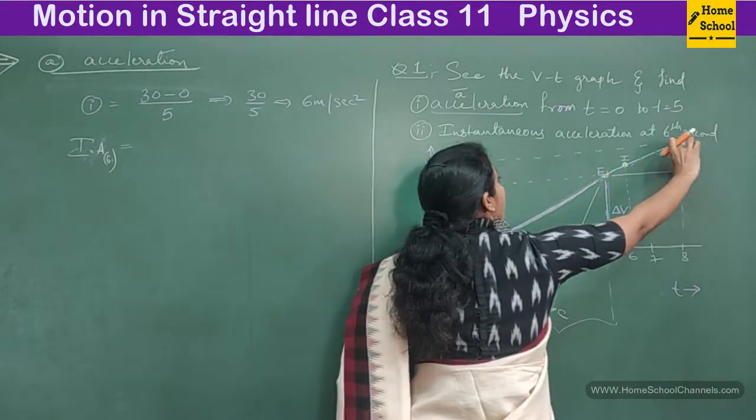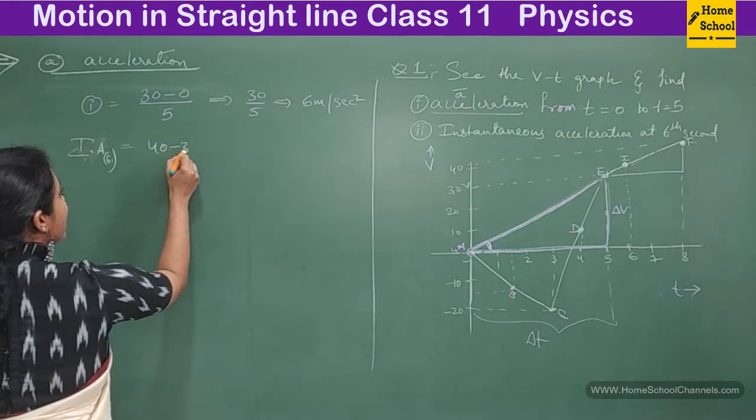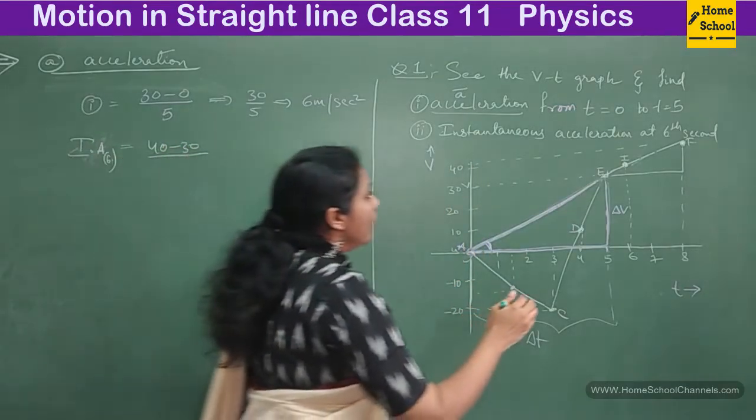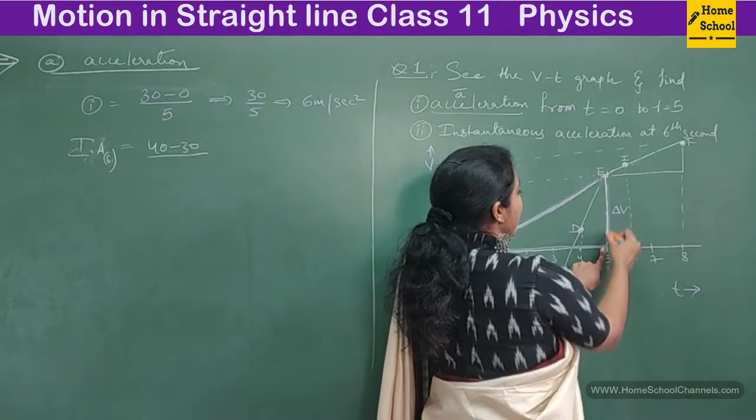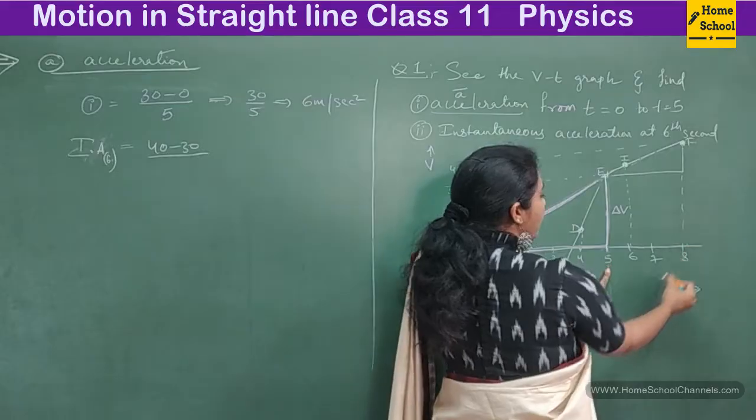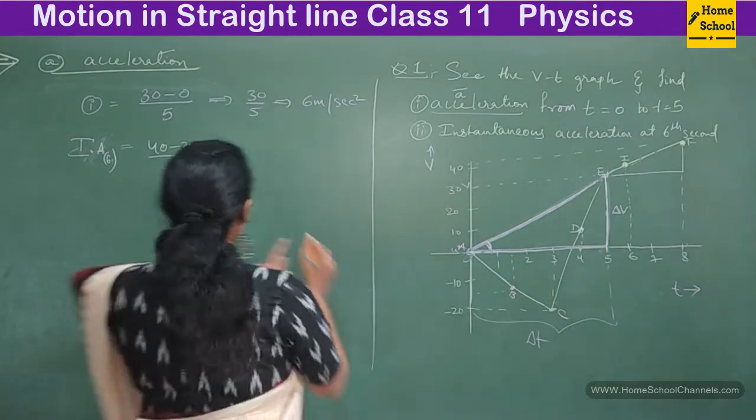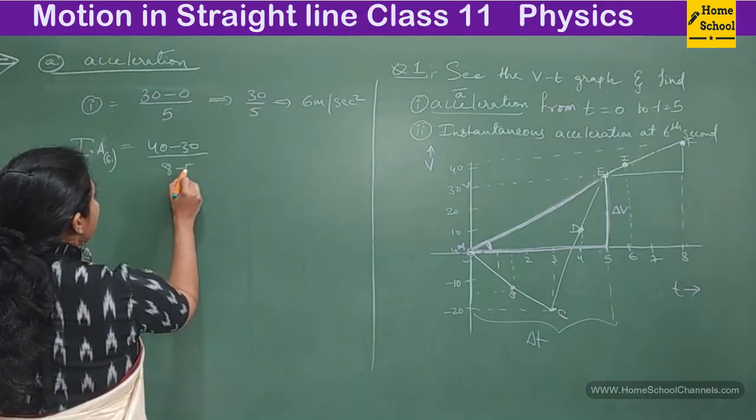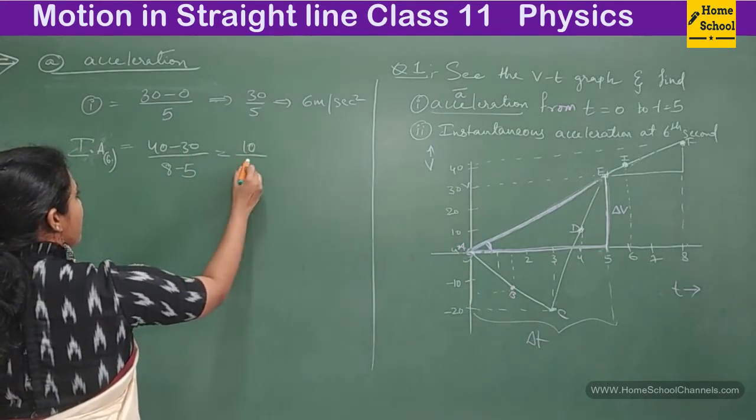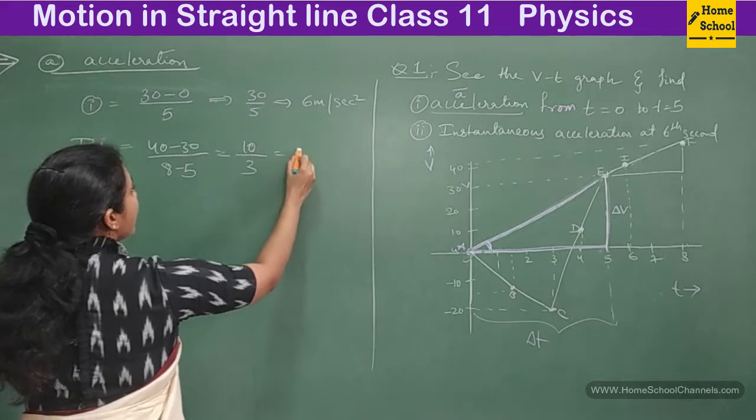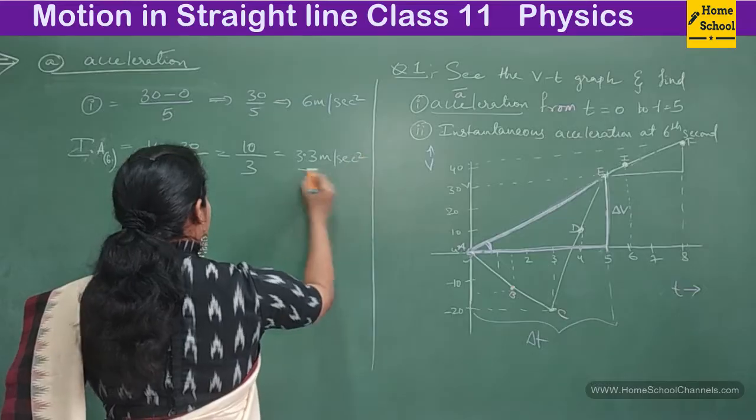So this difference is how much? It is 40 minus 30, divided by what is the time gap. What is the time gap between E and F corresponding to the T axis? It is 8 minus 5, right? So 40 minus 30 is 10, and 8 minus 5 is 3. So you would get your answer, 3.3 meter per second square.